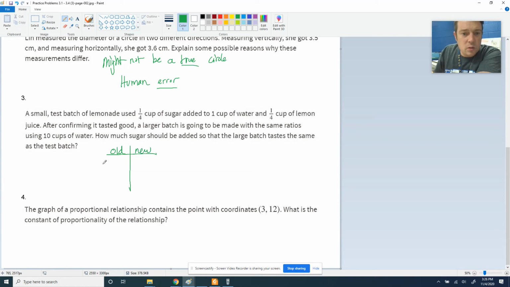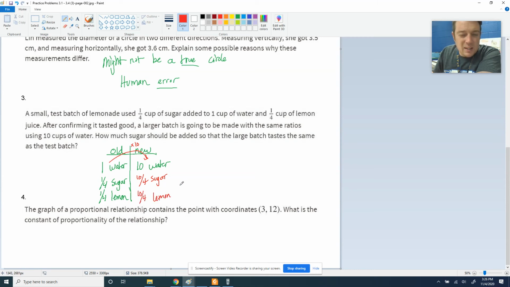In the old batch, there was 1 cup of water. In the new batch, there was 10 cups of water. In the old batch, there was 1/4 sugar. And in the old batch, or the smaller batch, there was a 1/4 cup of lemon. So to get from the old to the new, you'll notice that they had a constant of proportionality that was 10 times bigger. So all you got to do is 10 times 1/4, which would be 10 quarters sugar, and same thing with the lemon, 10 quarters lemon.